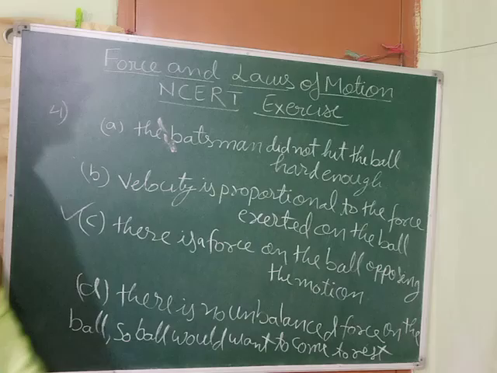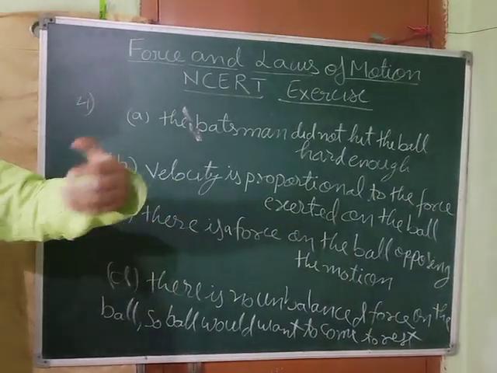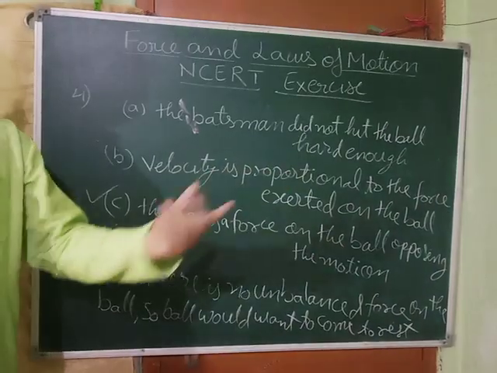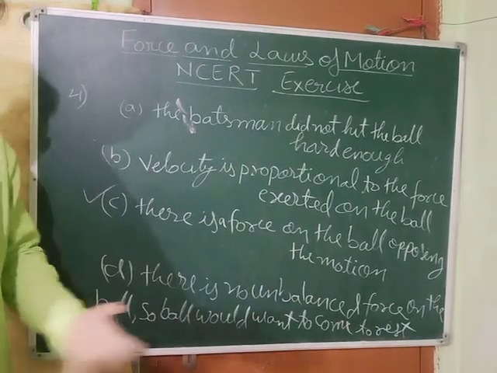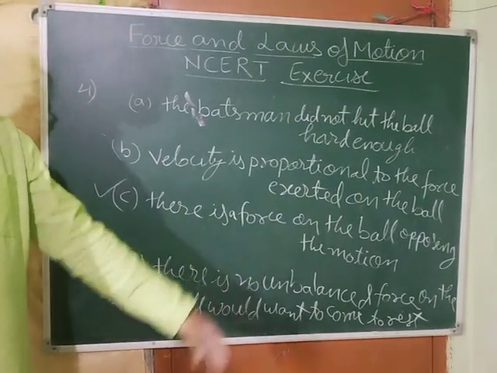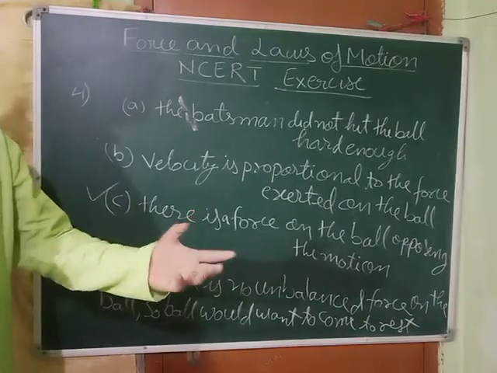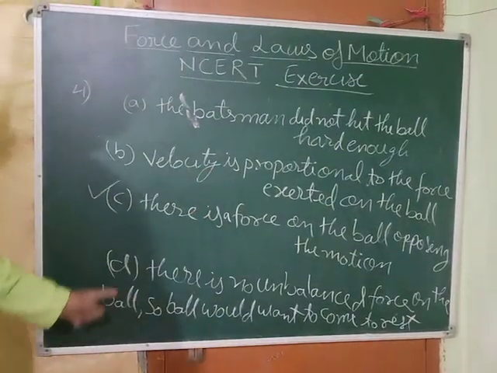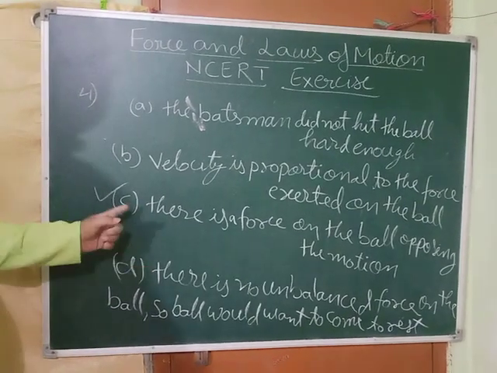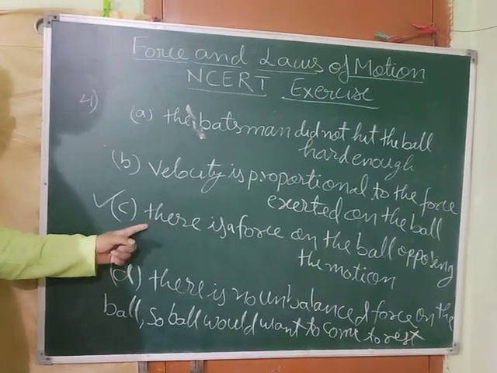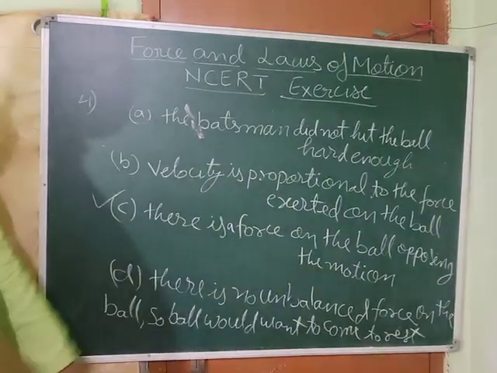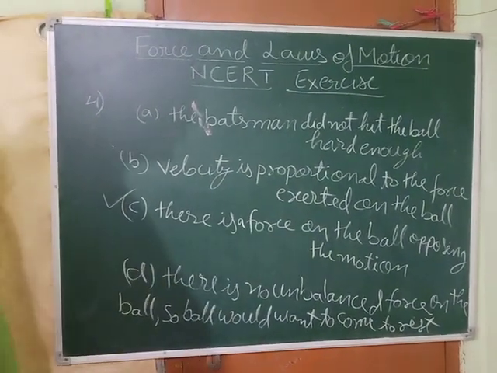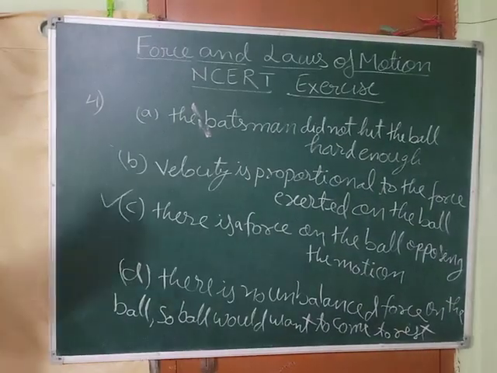Inertia says that if a body is in motion, then it tries to continue in the motion. If no unbalanced force is acting, then the ball should never stop. How can it try to come to rest? Because of inertia, it should never stop. But it is stopping. So this is also not an appropriate reason. So this is the appropriate reason: the ball is stopping because of the opposing force, and that force is the frictional force. Got it? Note it down.